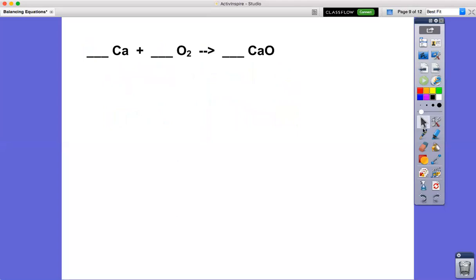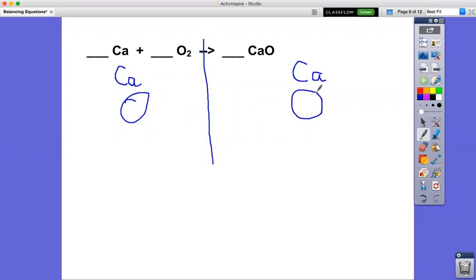Okay, first thing I'm going to do is draw a line in between my reactants and my products. Then I'm going to write down my elements. We got calcium and oxygen. And then I'm going to write the exact same over here.